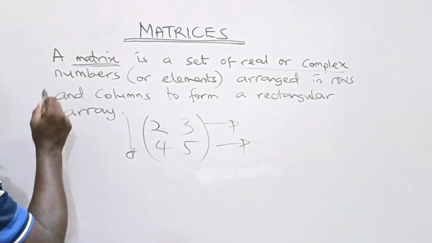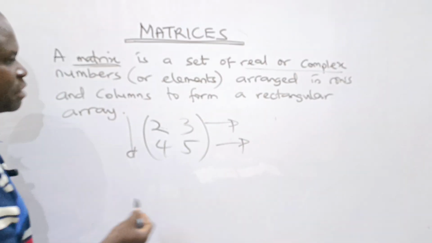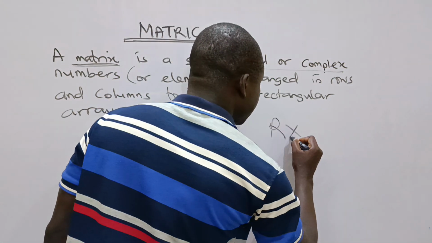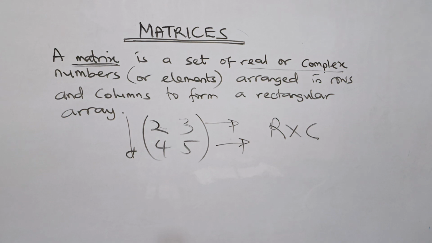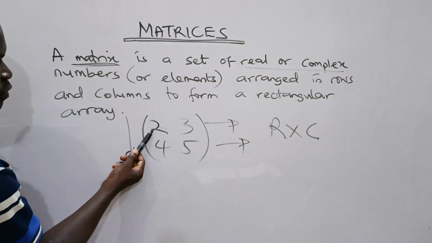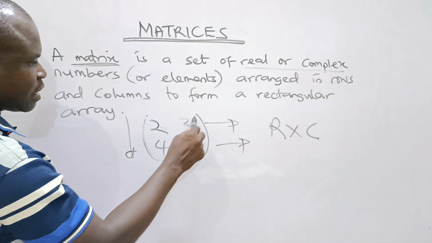So how do we name a matrix? A matrix is named by row by column. That is, if I want to name a particular matrix, I will count the number of rows by the number of columns to be able to name that matrix. For instance, the example I have on the board.